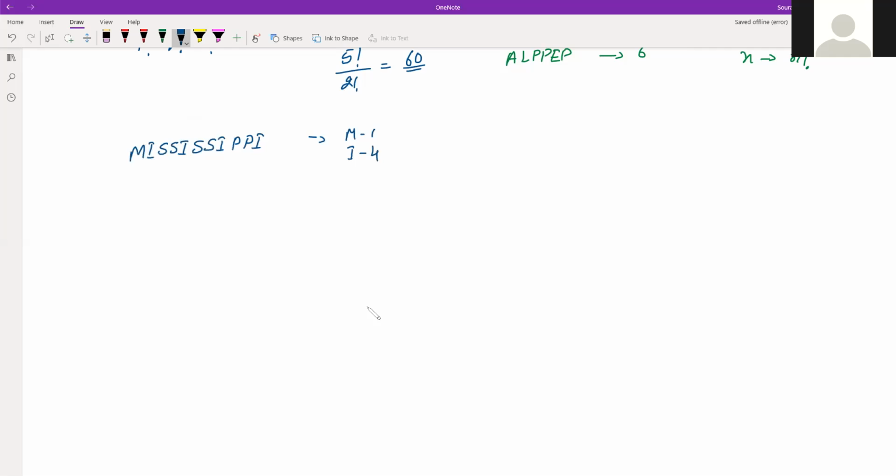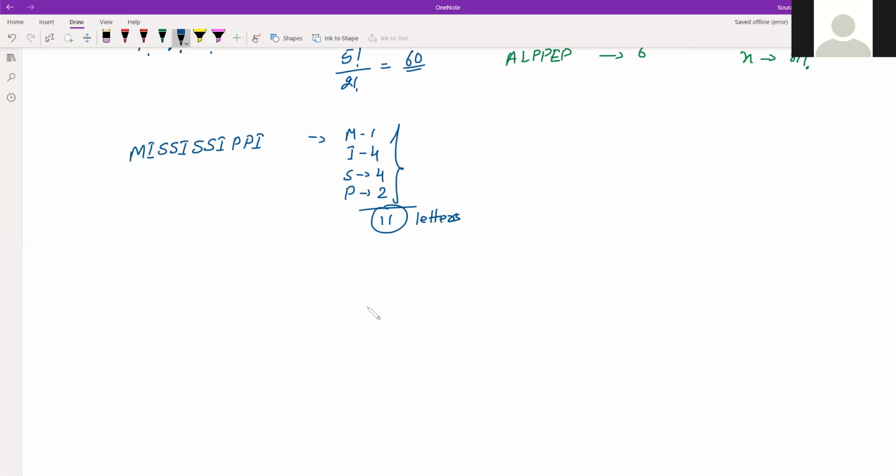How many occurrences of S? 4. And how many occurrences of P? 2. So total there are 11 letters, and these are the duplicates. Obviously M is not a duplicate, its frequency is only 1, but others are getting repeated.